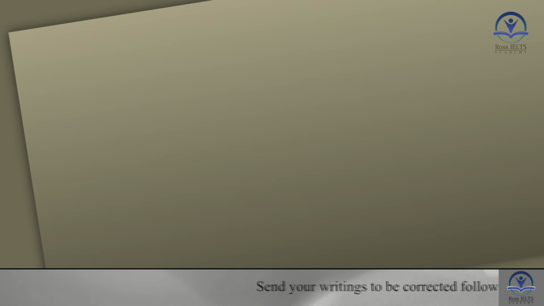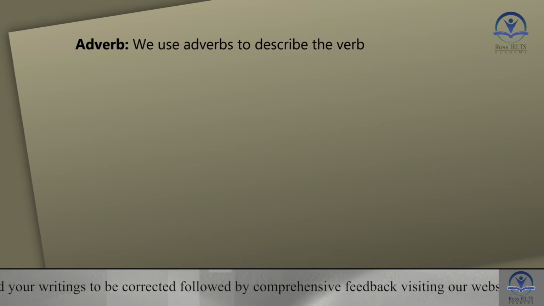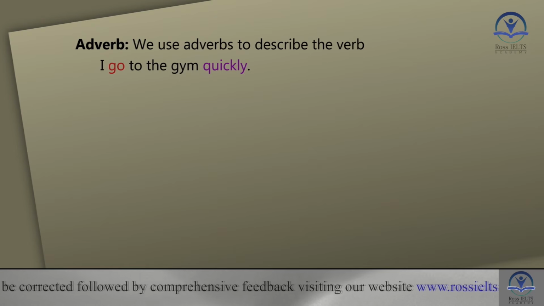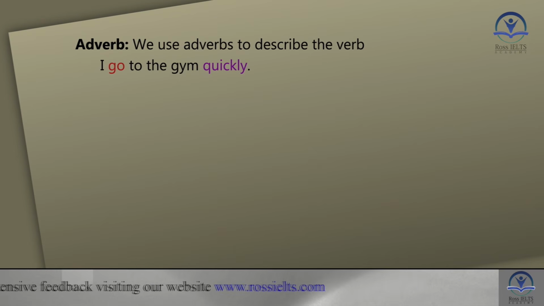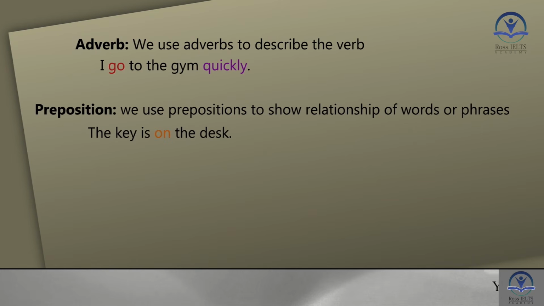The next part of speech is adverb. We use adverbs to describe the verb that I just talked about. For example, I go to the gym quickly. Quickly is my adverb. The next one is prepositions. We use prepositions to show the relationship of words and phrases. For example, the key is on the desk. On is the preposition of place here. Or, I went into the house. Into is my preposition.